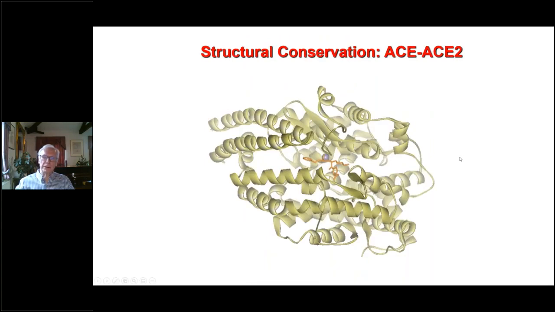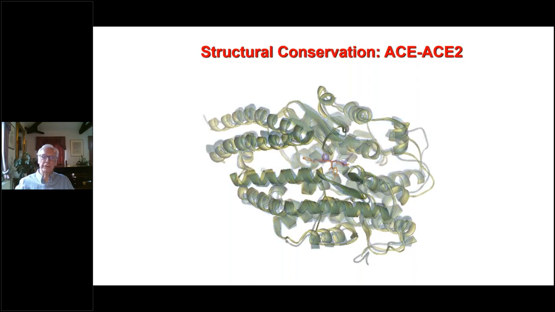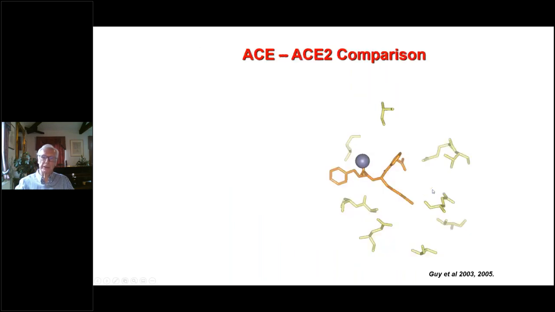If we now look at the structure of these two enzymes, you will see the remarkable similarity of the two proteins. Here we see the structure of the N domain of ACE with the active site and the key binding residues shown here, the zinc ion as a grey ball, and we can mutate that into ACE2 with one click here, and you can see that apart from some minor changes in the active site, the folds of the two proteins are virtually identical, confirming the similarity.